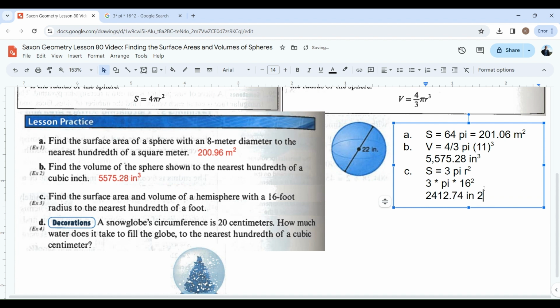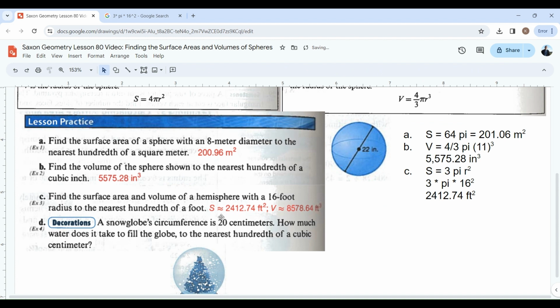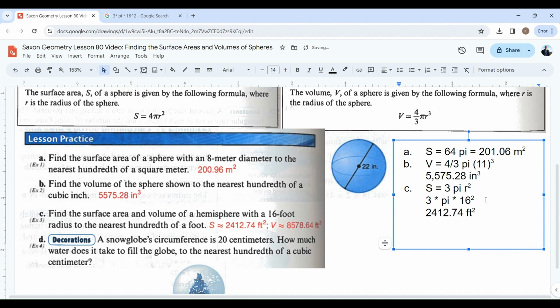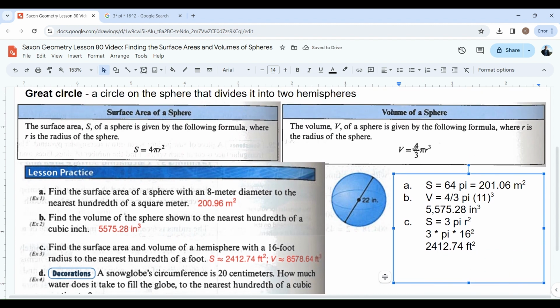2412.74 inches squared, feet squared. There we go. All right, let's see if we did that one right. So, I was supposed to find the volume too. We could do that in a second. So the surface area, though, I'm right on. The volume is super easy because for the volume, it's just going to be half of this equation.